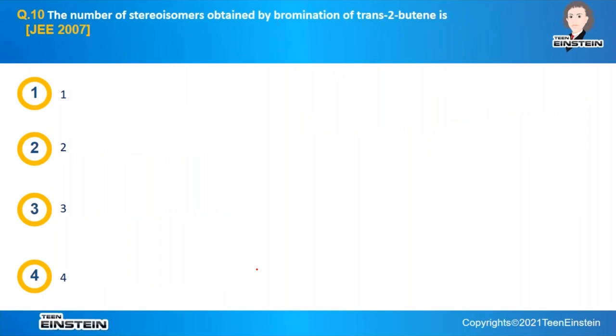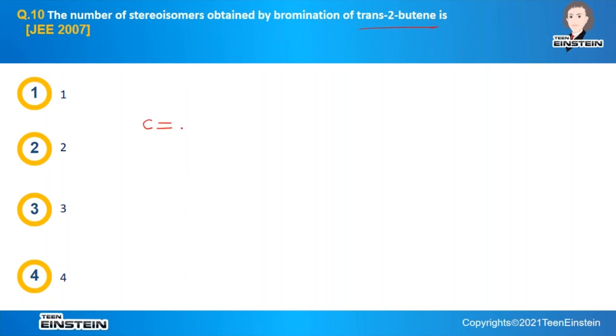The number of stereoisomers obtained by bromination of trans-2-butene. Here generally cis-trans isomers are stereoisomers, that is pair of molecules which have the same formula but whose functional groups are in different orientations. If two groups attached to the carbon double bond are on the same side, it is said to be a cis alkene. If the same groups are on the opposite side, it is said to be trans. So here they gave trans. We want to write down the trans-2-butene.